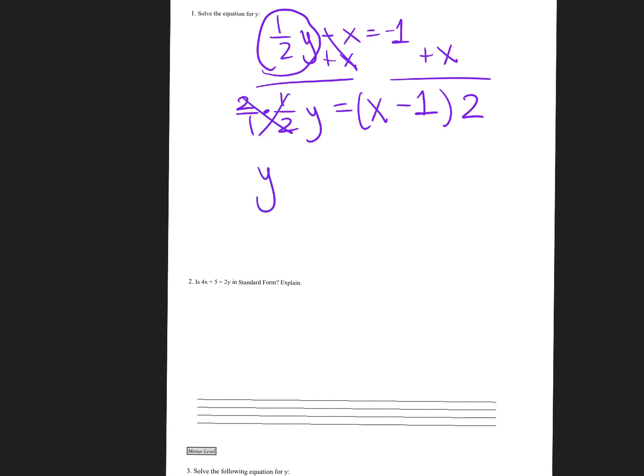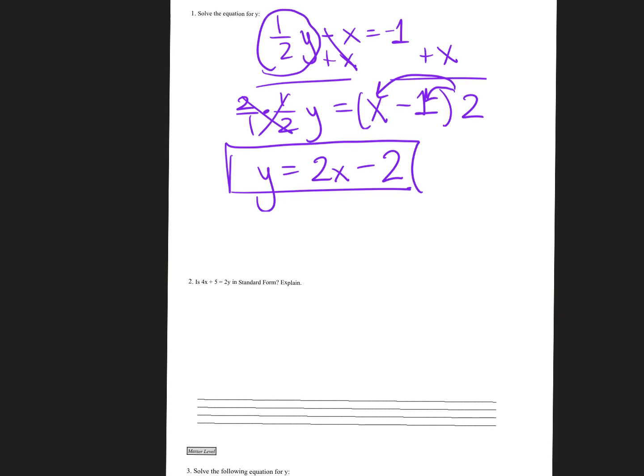So this is just a y. 2 times x is 2x. Minus 2 times 1 is 2. So that one was a little tricky because of that fraction. But it's the same thing we've been doing to solve equations. Whenever you see a fraction, you need to get rid of it. You're going to multiply by the reciprocal.